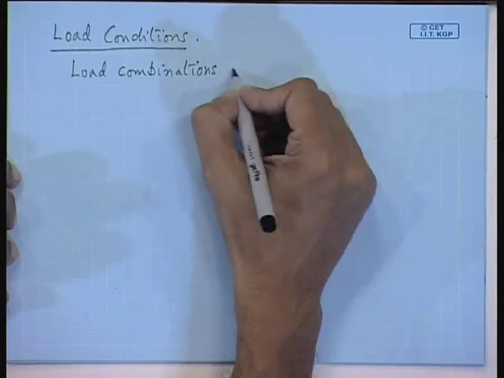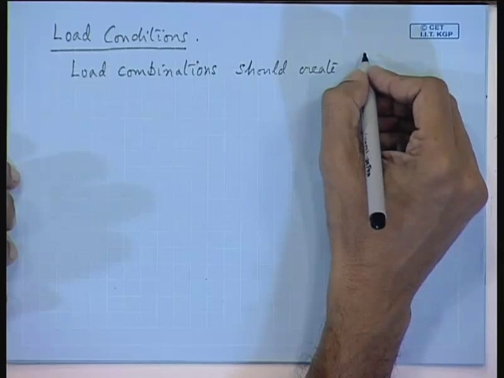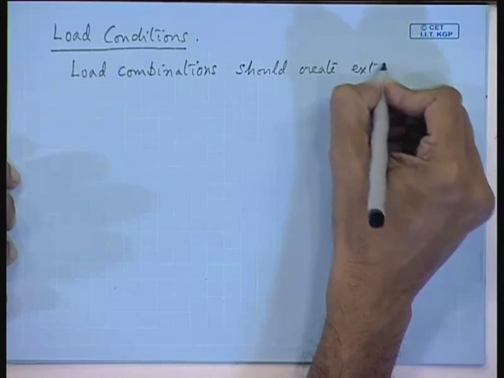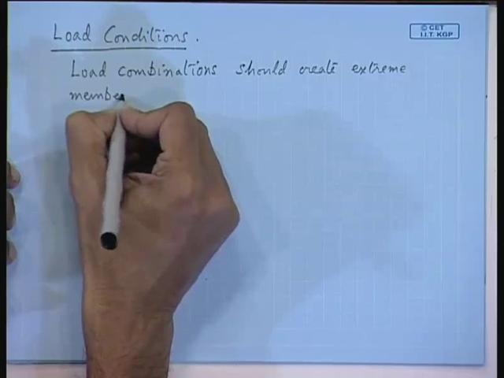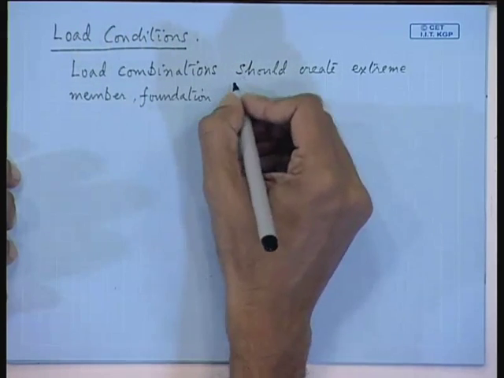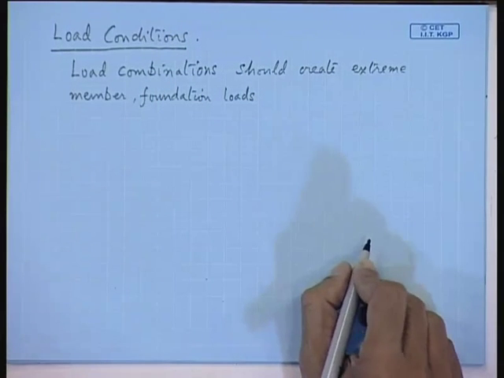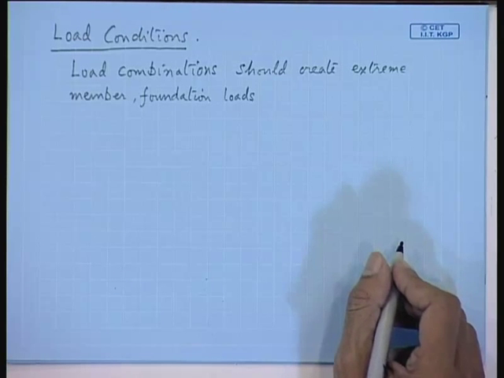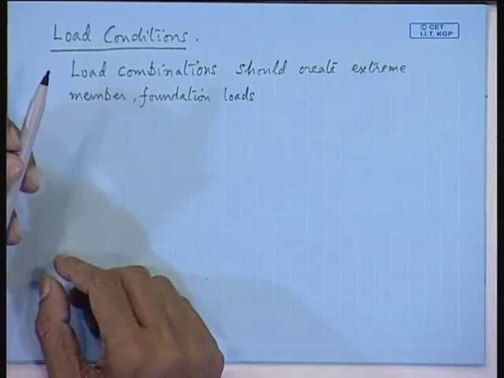Now load combinations should create extreme member and foundation loads. So we are bothered about the extreme loads. You have to find out which type of condition will give you the extreme loads, whether you combine waves and current in one direction or in opposite direction. Normally you may not get at a particular time all the loads acting in one direction, but you have to design for that kind of eventuality. You cannot escape.